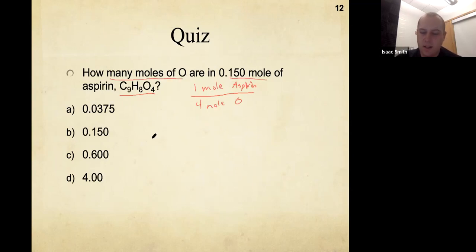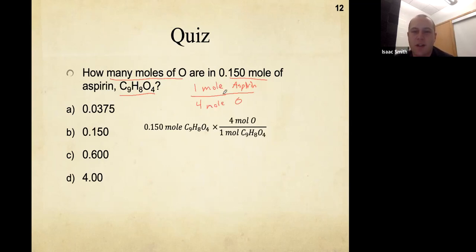And the question is asking for how many moles of oxygen, and we're given moles of aspirin. So if we start with 0.15 moles of aspirin, we can then use this conversion factor that we created, just flip it around to say for every 1 mole of aspirin, we get 4 moles of oxygen. Moles of aspirin cancel out, and your answer is in moles of oxygen. Hopefully that's making sense so far.